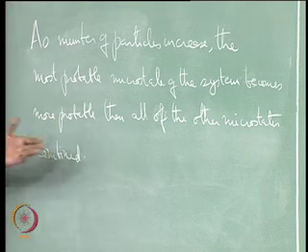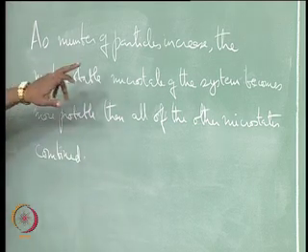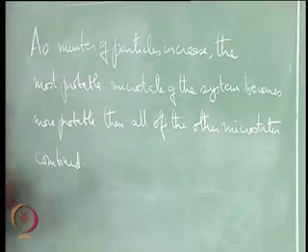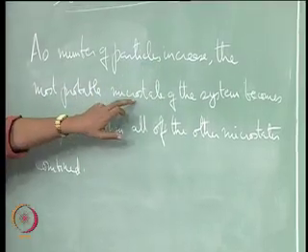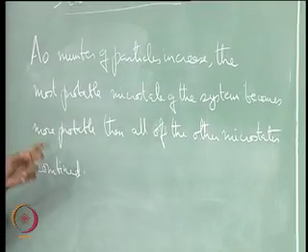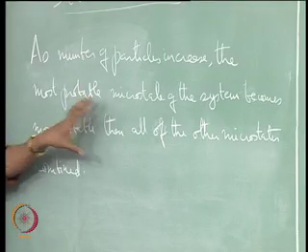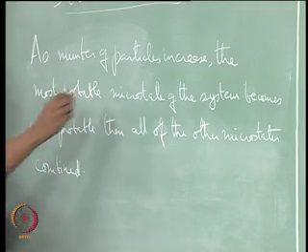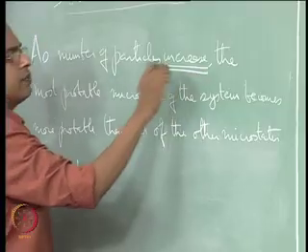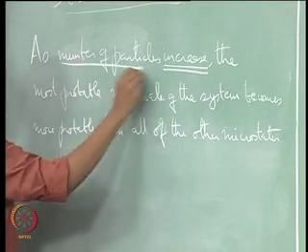So the statement is this: as the number of particles in the system increases, the most probable microstate of the system becomes more probable than all of the other microstates combined. This is a very important statement and it is very relevant with respect to the fact that the number of particles has increased.